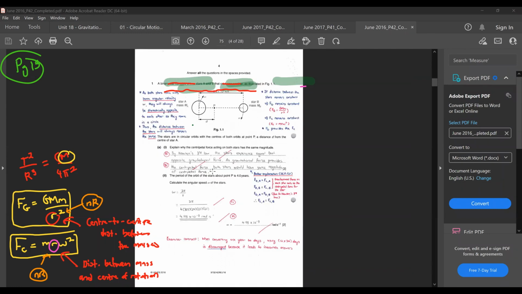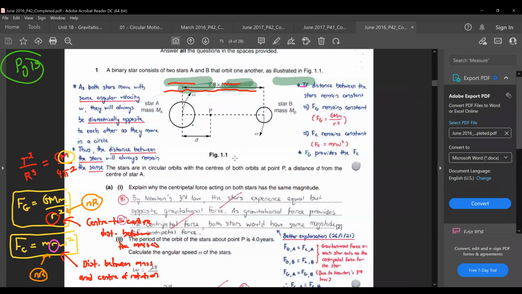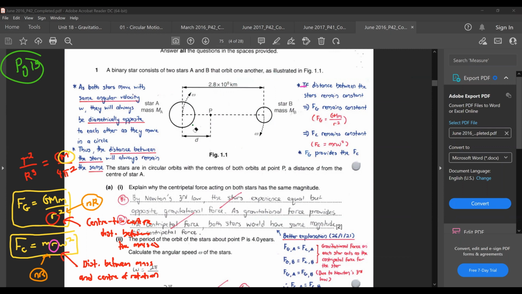So if you read the question, they tell you right now for this question, you have a binary star that consists of two stars, A and B, that orbit one another, as illustrated in figure 1.1 below. The stars are in circular orbit with the centers of both orbits at point P, a distance d from the center of star A. Now, explain why the centripetal force acting on both stars actually have the same magnitude.